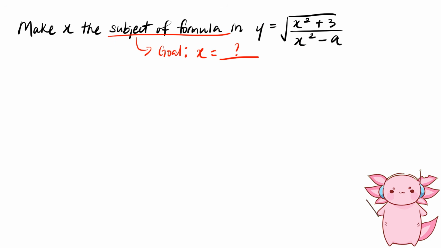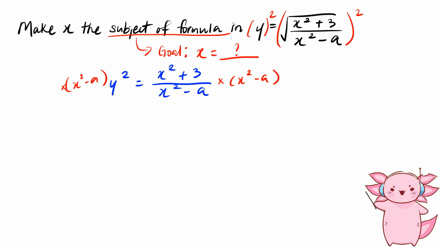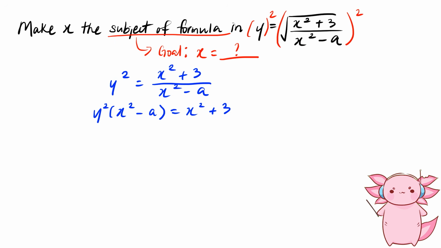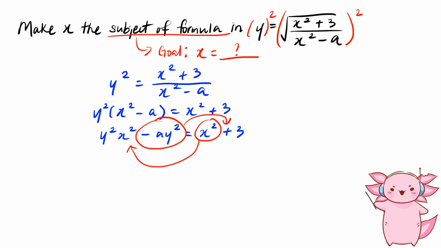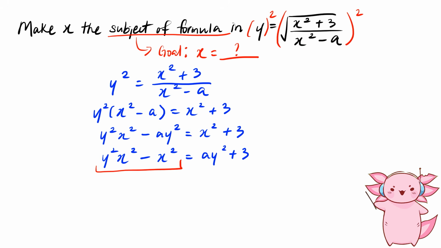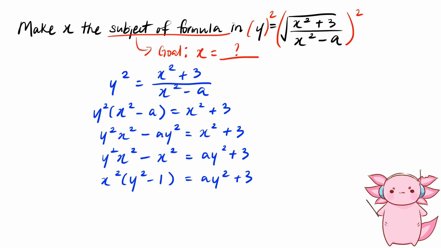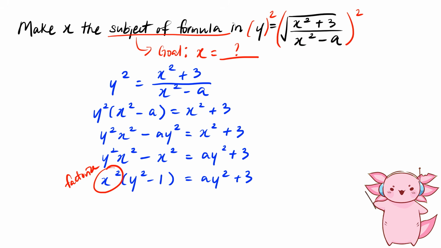To get rid of this square root over here, let's square both sides, and let's get rid of the fraction by multiplying both sides by x squared minus a. Now after expanding, let's rearrange it so that all the x terms are on one side and everything else is on the other side. Now let's factorize out this x squared and divide both sides by y squared minus 1.